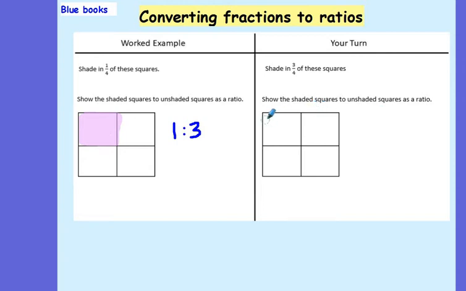Right, let's go through it. To shade in 3/4, again I've got 4 squares, so I need to shade in 1, 2, 3 of them. You might have shaded in a different 3. I've been asked to show the shaded squares to unshaded squares as a ratio. So shaded squares I've got 3 of them, and unshaded I've got 1. So this ratio should have been 3 to 1. Please make sure you've got this example in your dark blue books for me.